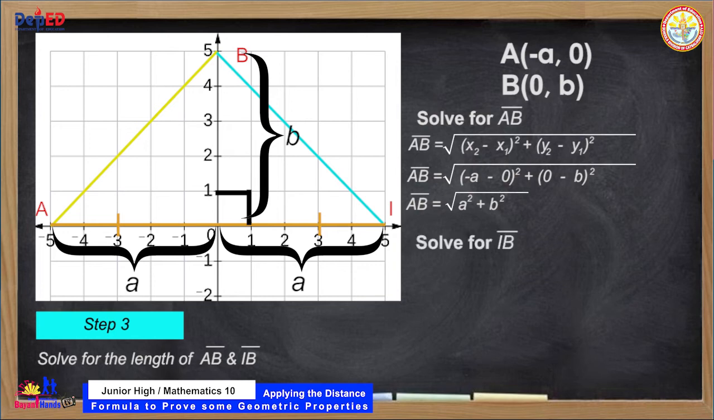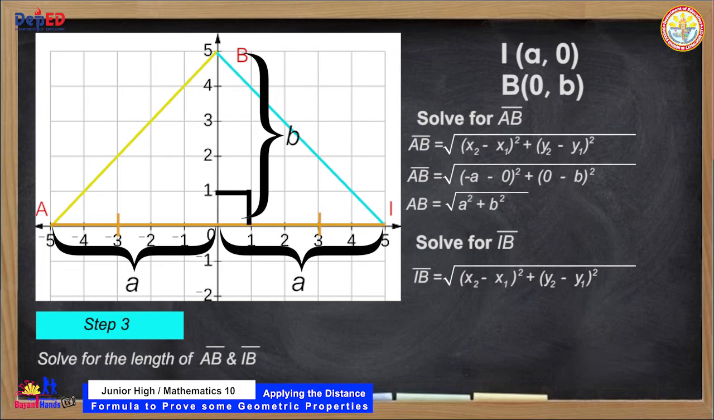To solve for segment IB, we use the coordinates of point I and B. Our formula is segment IB is equal to the square root of the square of the quantity x sub 2 minus x sub 1 plus the square of the quantity y sub 2 minus y sub 1. By substitution, we have segment IB is equal to the square root of the square of the quantity 0 minus A plus the square of the quantity B minus 0. Simplifying, the equation becomes segment IB is equal to the square root of a squared plus b squared.